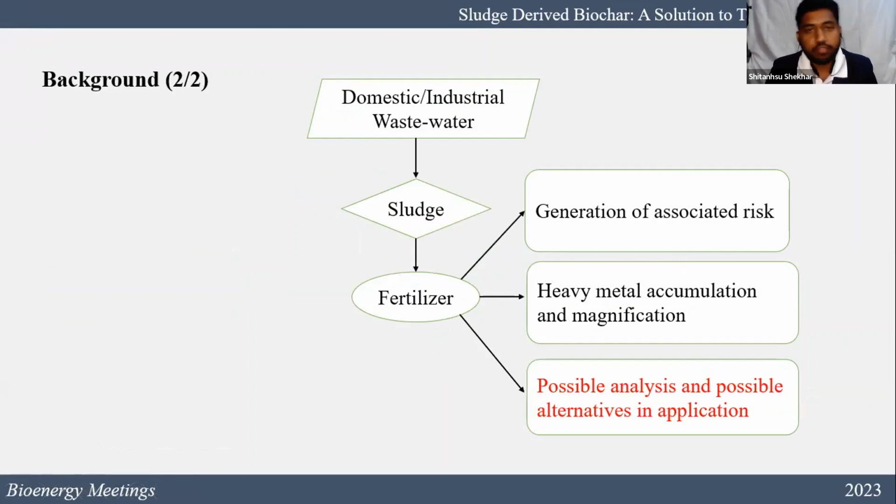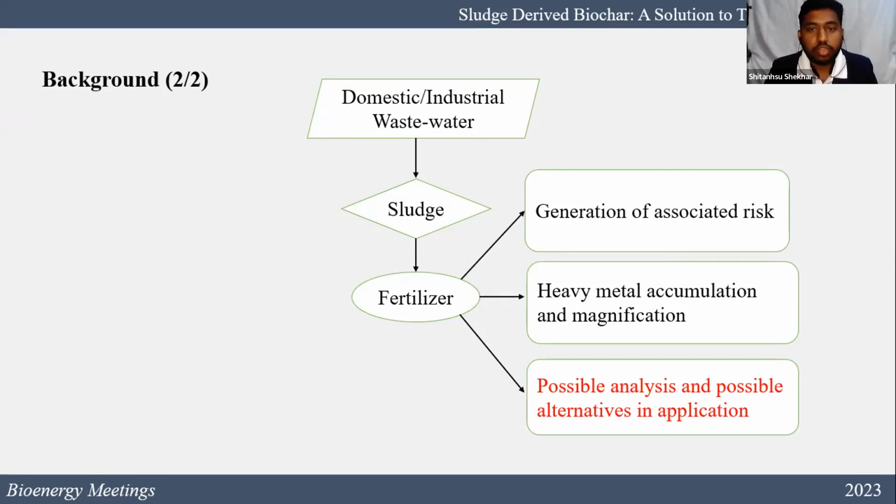If we talk about domestic or industrial wastewater, then from that wastewater sludge is generated, and sludge is widely used as a fertilizer from any treatment plant in India. We can see that after the sedimentation process, the sludge is recovered, then dried on the sludge dryer bed, and then used as a fertilizer. It is widely used.